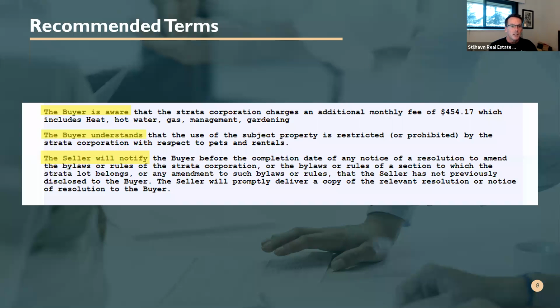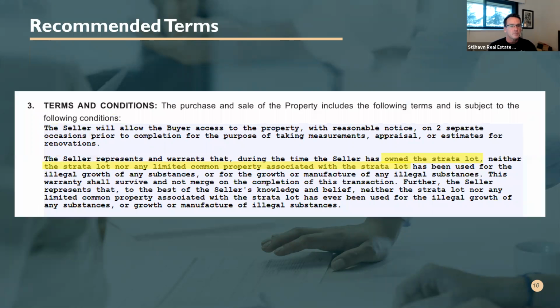The seller will notify the buyer before the completion date of any notice for resident to amend the bylaws. I won't go over that one really at all. It's just a standard one. It's straight from web forms. It should be in every strata contract. The interesting thing though is, of course, if the bylaw changes that pets aren't allowed after subject removal, your buyer doesn't have any way out of the contract. You're simply informing them of that. But it is something that should be in every strata contract for sure.